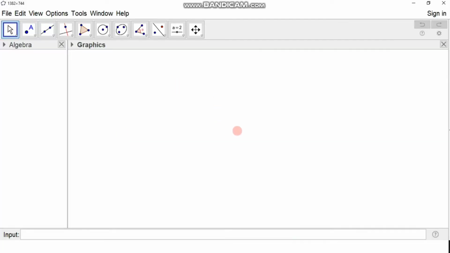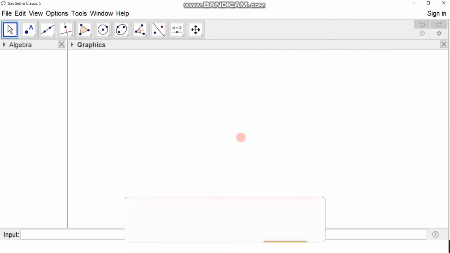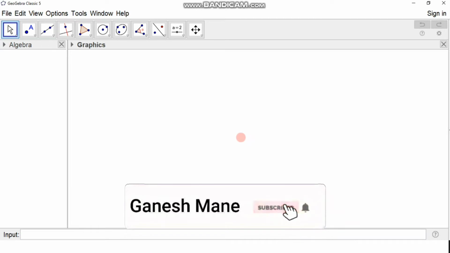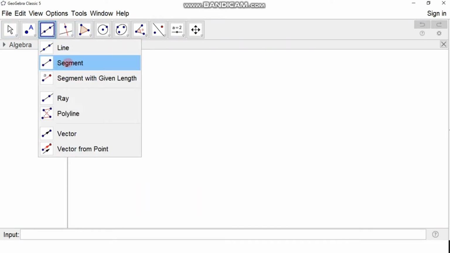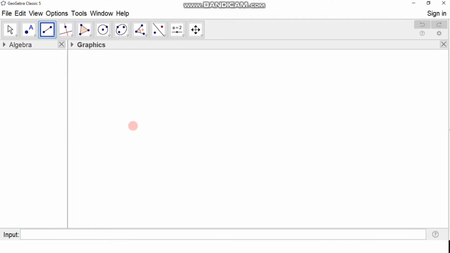This is our GeoGebra interface. To verify the perpendicular bisector theorem, first of all, we should draw one segment. So we have here a segment icon. Click on that. Click anywhere on this interface to have the first point A. Now to draw a segment, we must have another point. So click anywhere other than point A, we'll get point B, so as to have segment AB.